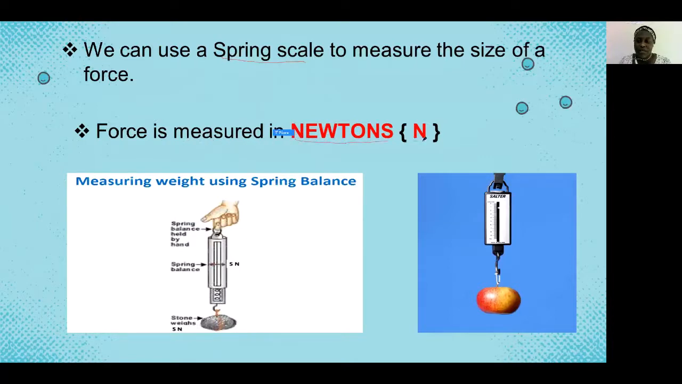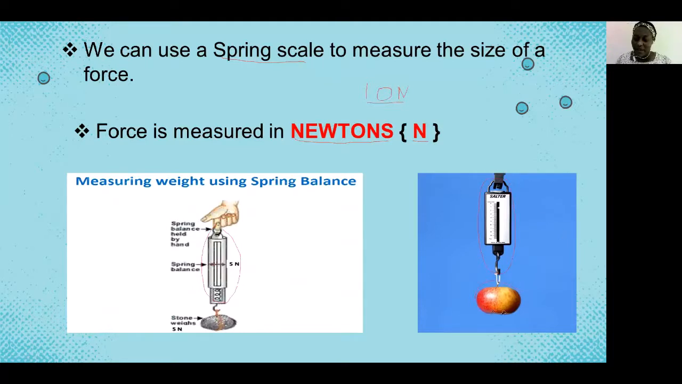Newtons, in short, N. So if you measure force and you find it is 10, you are supposed to write 10 newtons. In short, you write 10 N. This means that it is 10 newtons. This is how a spring scale looks like. This is a diagram of a spring scale.